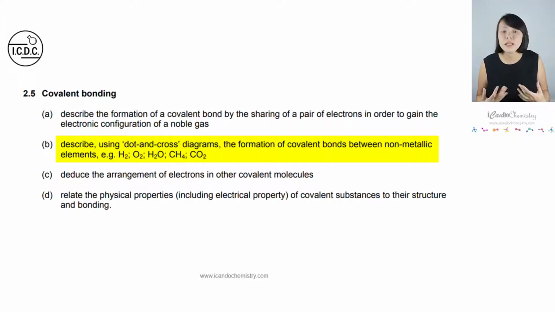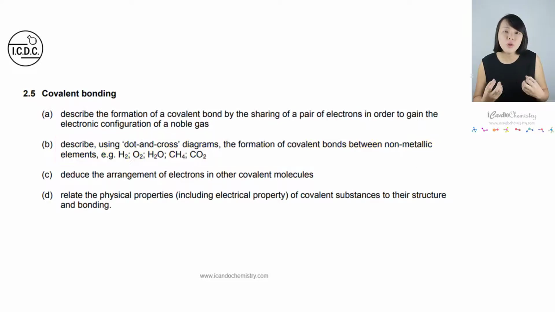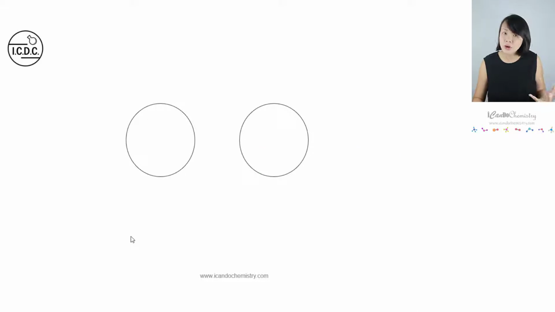Of course, they can definitely ask you how to draw dot and cross diagrams of the other molecules. But if you know the basics, you definitely will have no problem in drawing the other molecules. Now in this video, I'm going to go through with you how to draw the dot and cross diagram and also the structure of these 5 substances, and then we'll move on to the question. Alright, let's start off with hydrogen.